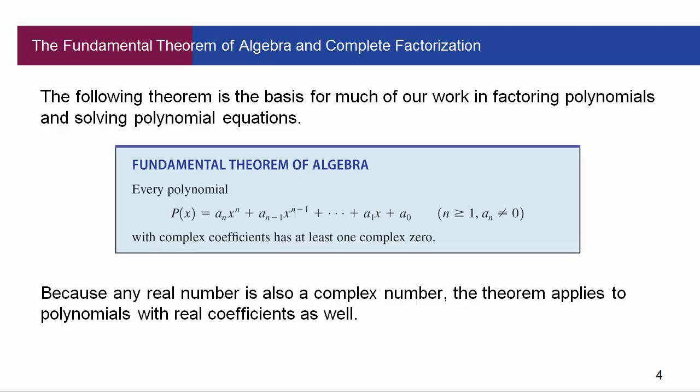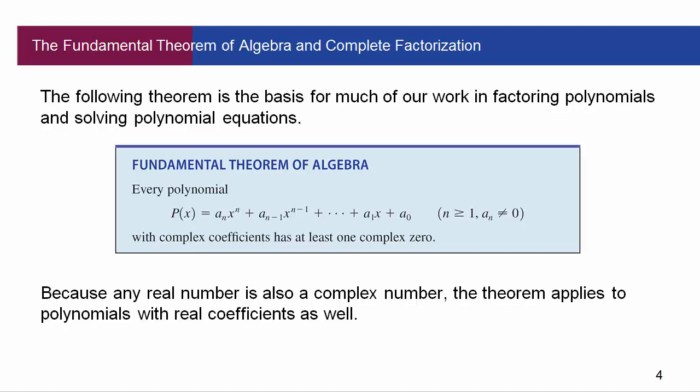So if you count multiplicity and you count in all possible complex zeros, then every polynomial of degree n greater than or equal to 1, which is really kind of silly because that's basically all polynomials, because we're not going to have a degree of 0 since that's just a constant, will have exactly the same number of zeros as their degree. Now this tells us that if it has complex coefficients, it's going to have at least one complex zero.